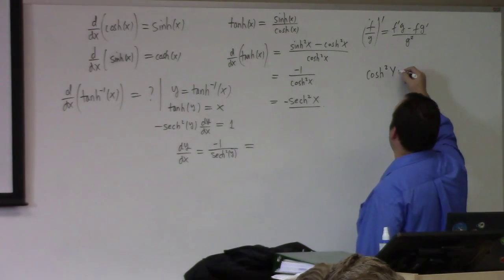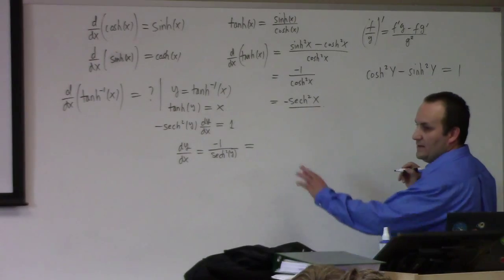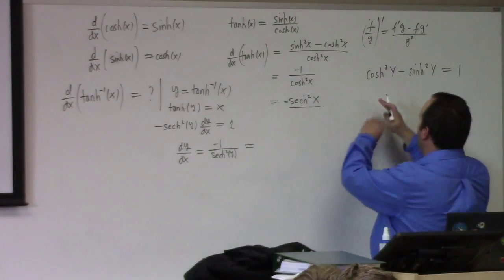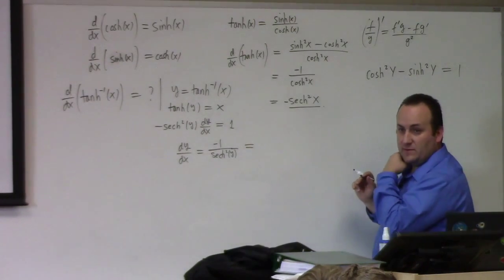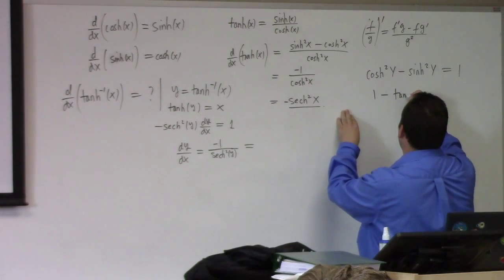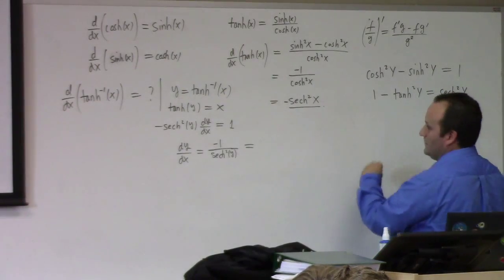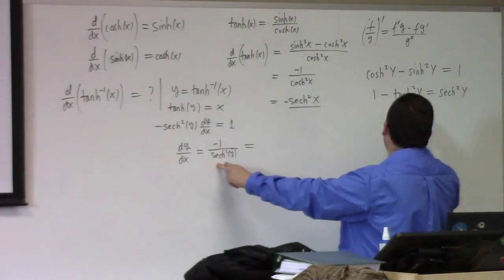Let's see here. Cosh squared y minus sinh squared y is equal to 1. So how do I get a hyperbolic secant squared from this? I divide by cosh squared, right? So divide by cosh squared, I get 1 minus hyperbolic tangent squared is equal to hyperbolic secant squared. So you see this secant squared y can be replaced with what?